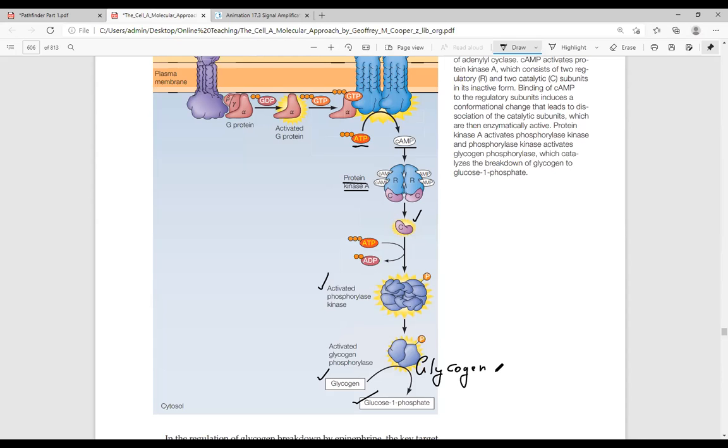Glycogen degradation, hence the release of glucose 1 phosphate into the bloodstream. This is how the release is going to take place. Okay, this is how cell signaling is going to take place.